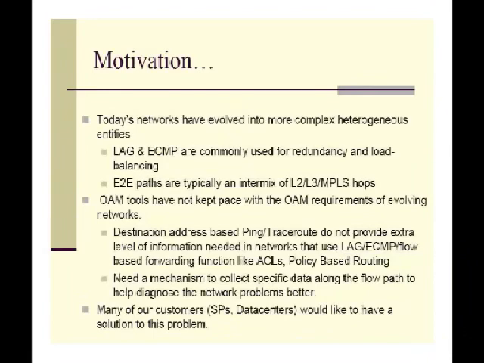As we discussed, today's networks have evolved into complex heterogeneous entities. Use of link aggregation and ECMPs is more prevalent, and it's for a good reason. It's to add resiliency and redundancy to the networks, which is all fine. However, what that has done is increase the gap between what the OEM tools like ping and traceroute were designed to troubleshoot and what is required from an OEM tool today to troubleshoot a problem in the network. Some of the tools we use are destination address based, which does not work very well when you have equal cost multipath, or link aggregation groups, when you're troubleshooting a network issue.